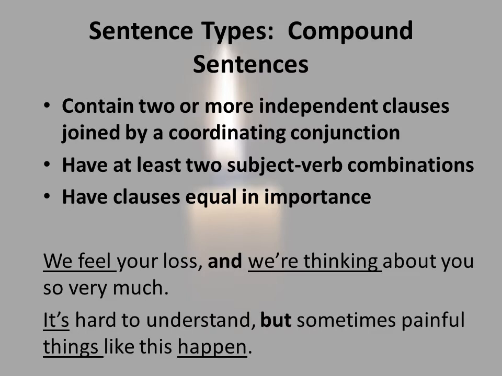Look at this sentence. It's hard to understand, but sometimes painful things like this happen. Again, we have two independent clauses. It's hard to understand, and sometimes painful things like this happen. This time we have the coordinating conjunction but, which gives the opposite meaning of and. And we have our two subject-verb combinations. It's, which is really it is, and things happen. And both of these clauses have equal importance.